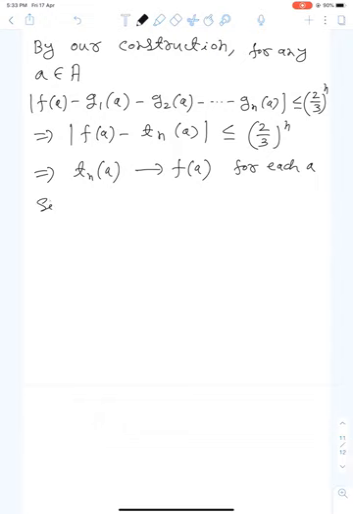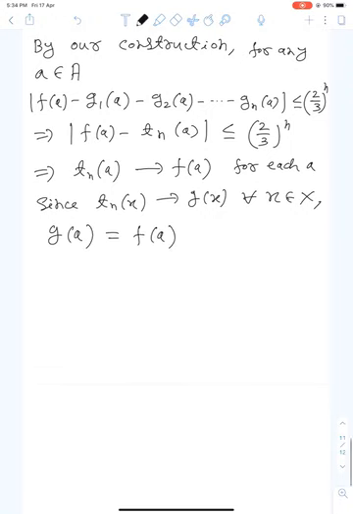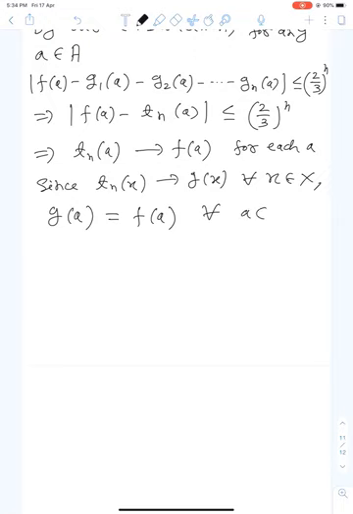Now since Tn converges to G of a, or we know this is true for all x, right? So Tn of x converges to G of x for all x belongs to X. So we have G of a equal to F of a for all a belongs to A. We can write here for each a belongs to A.